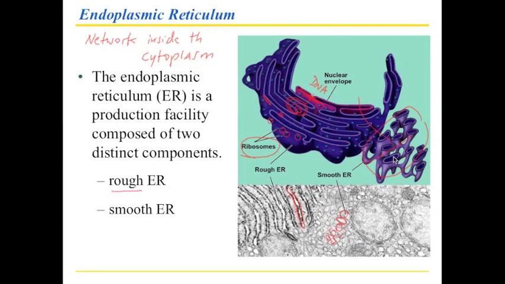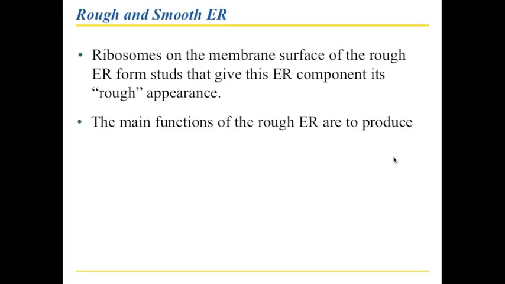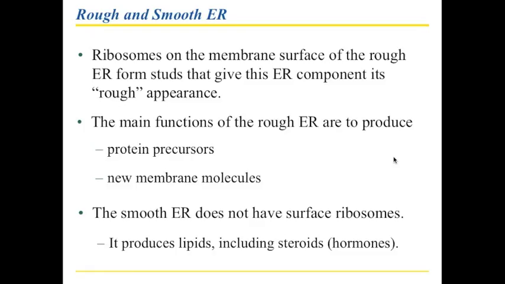Well, what does it do? The ribosomes on that membrane surface are what ultimately give it the rough appearance. And the rough ER actually produces protein precursors. So it is involved in the process by which genetic material is used to make proteins. Therefore, clearly, it's ideally positioned right next to the nucleus. It also produces more membrane. The cell is never going to run out of workbench space because the rough ER is going to make more of it. The smooth ER, which doesn't have these ribosomes, produces lipids, all kinds of different lipids, including hormones. So obviously that's also quite important, but it has a very different function.